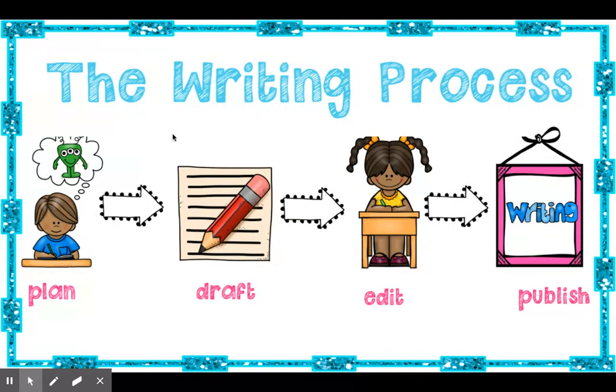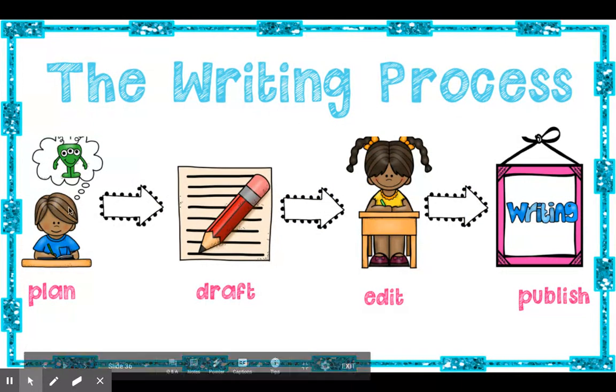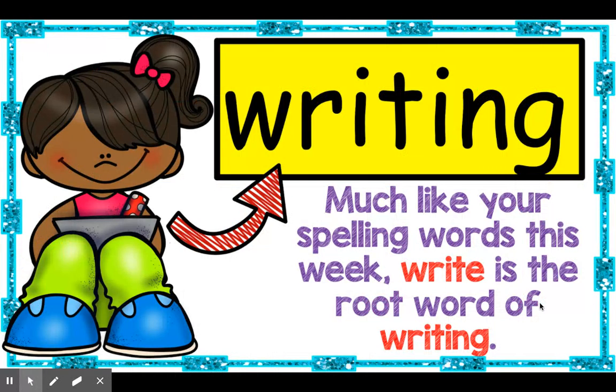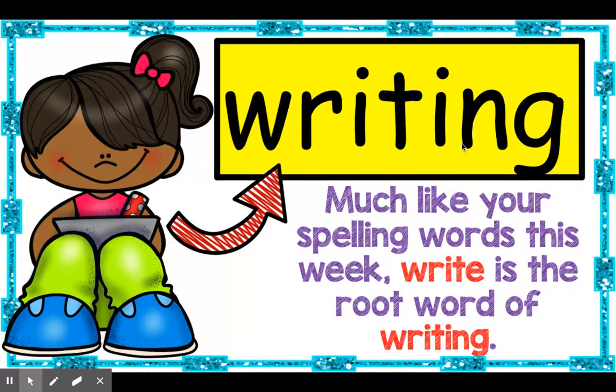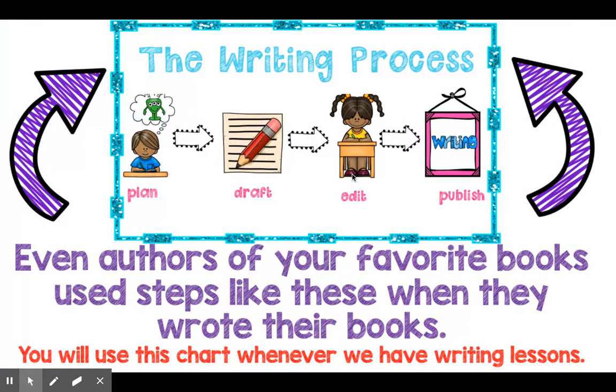The writing process has 4 steps. We're going to plan. That's what we're going to do today. There's also draft, edit, and publish. Writing, much like your spelling words this week, write is the root word of writing. So you'll see the word write. They dropped the magic E to add ing, but there is our base word or root word. The writing process. Even authors of your favorite books use steps like these when they wrote their books.